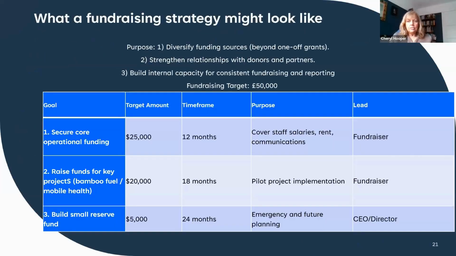This is just an example of what a funding strategy might look like, beginning with three objectives that have been identified. The first is diversifying funding, then strengthening relationships with donors, and the third is building internal capacity. All of those are higher level objectives. In this example, I've given a target of £50,000. After this, you can see how this income is intended to be achieved.